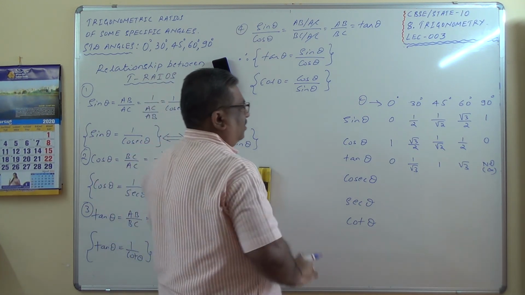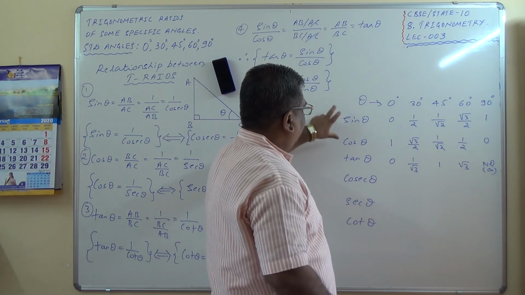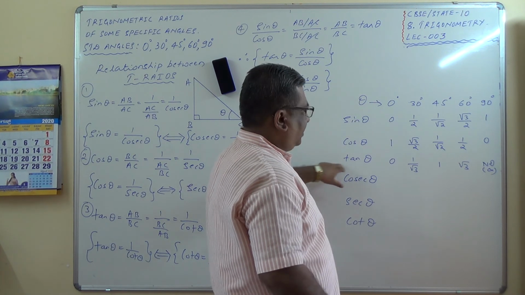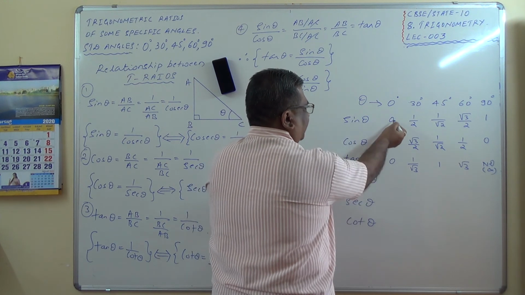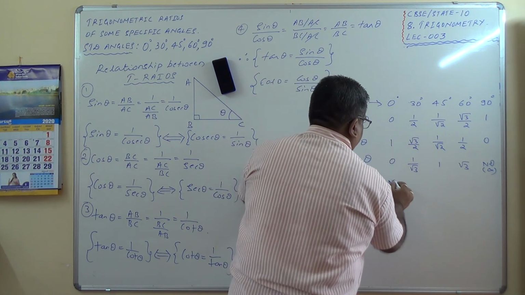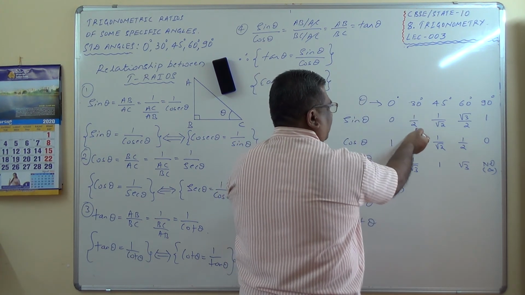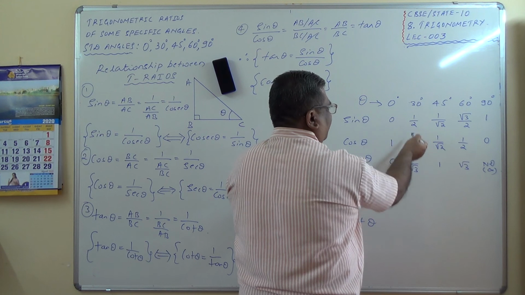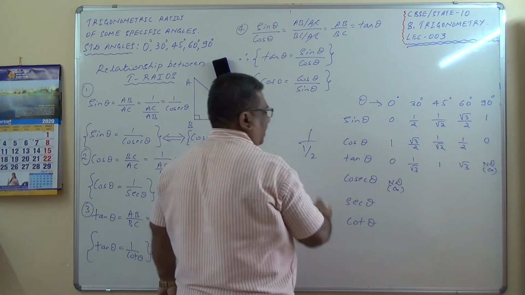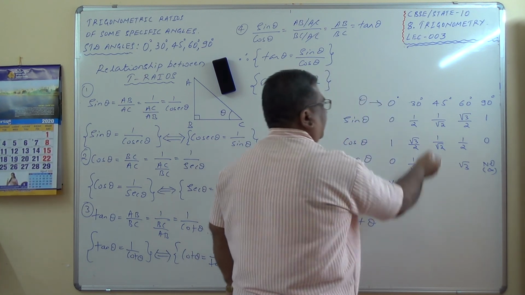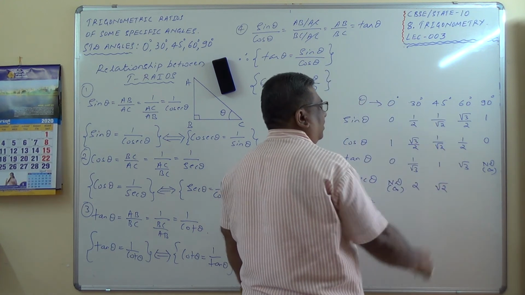So tan theta is sine by cos. If I take sine over cos, you can get the tan theta values here. Now cosec is the reciprocal of sine. 1 by 0, not defined, or infinity. 1 over 1 by 2 is 2. 1 over 1 by root 2 is root 2. I hope you understand. Take the reciprocal, 2 by root 3.